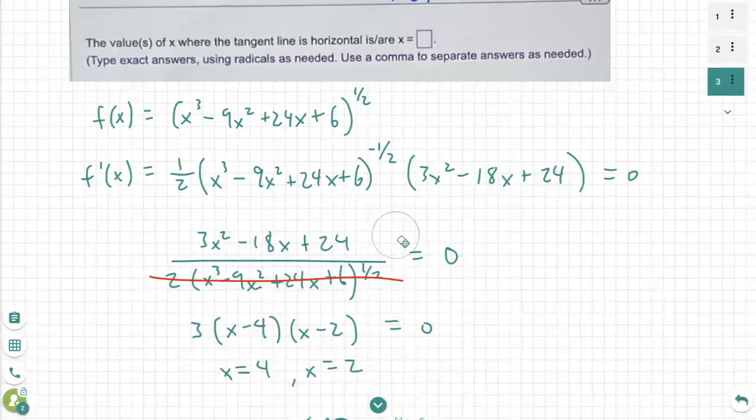Okay, yeah. So these are the values of x which will give you a derivative of 0. And a derivative of 0 means that the slope of the tangent line is 0 at those points, which means that the tangent line is horizontal. Does that make sense? Yeah.